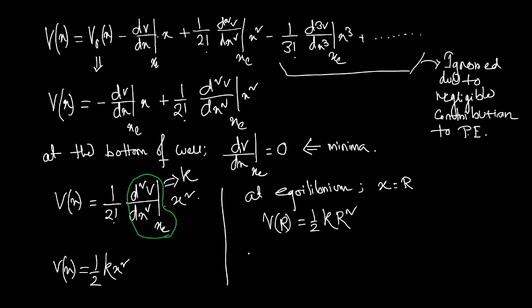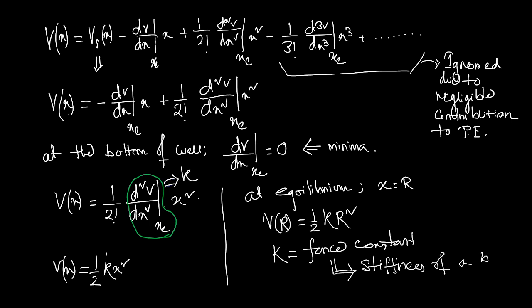Now k is known as the force constant. It actually tells about the stiffness of a bond. So if the strength of the AB molecule increases, then the force constant will increase.